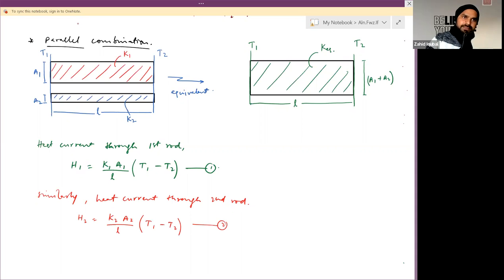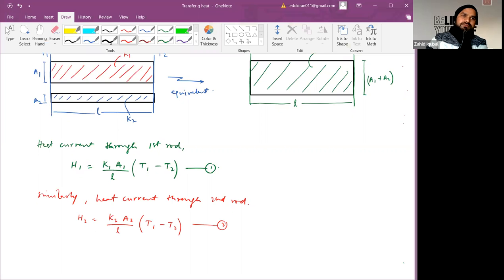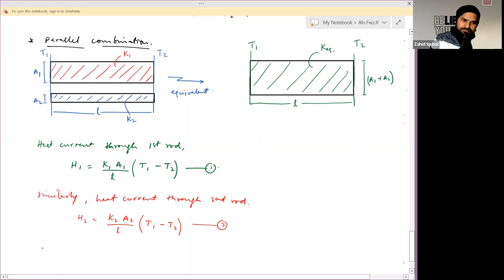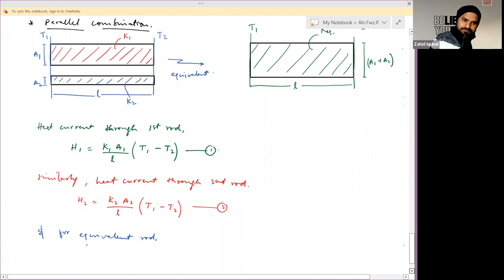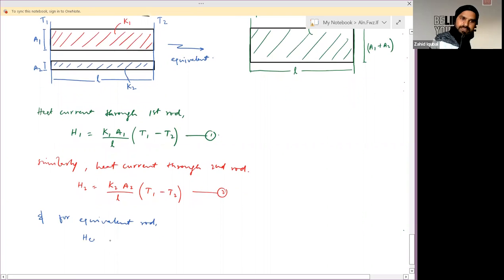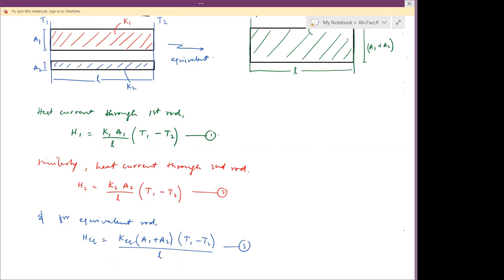On combining these two parts, H equivalent, and for the equivalent rod, H equivalent equals K equivalent times area of cross section times temperature difference divided by length. Let's say this is equation 3rd. Ifra, any doubt? No, sir.